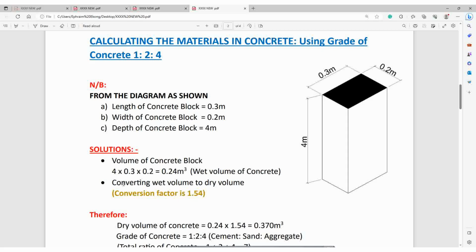So let's achieve our dry volume of concrete. We have a conversion factor, which is 1.54, for converting wet volume to dry volume. So the dry volume of concrete is equal to 0.24, multiplied by the conversion factor, which is 1.54. So we get 0.370 cubic meters.